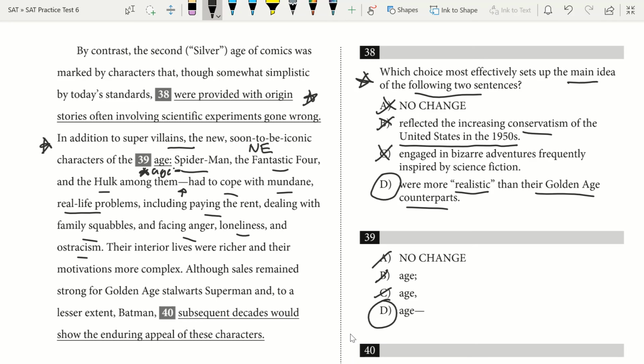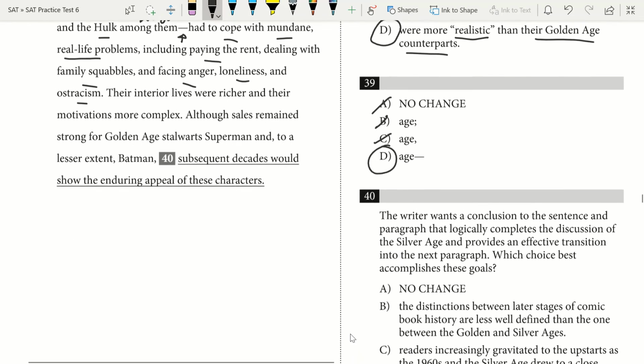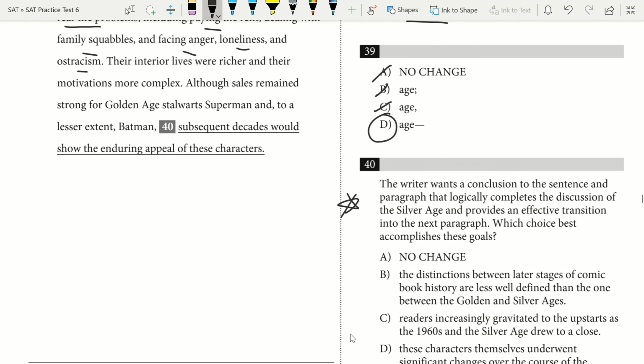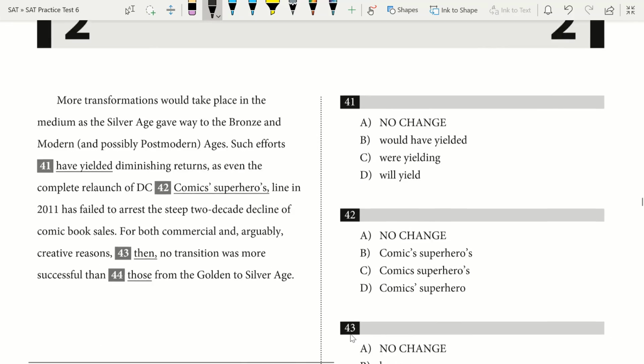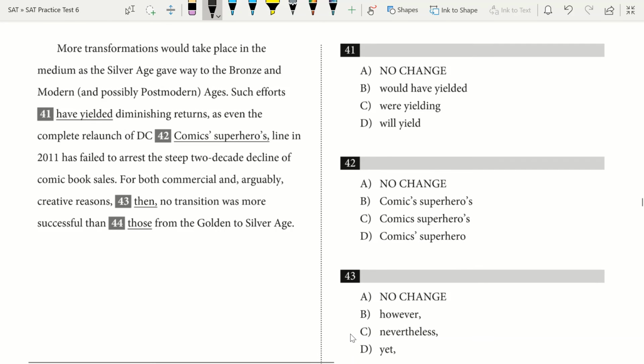Now we have, their interior lives were richer and their motivations more complex, although sales remained strong for Golden Age stalwarts, Superman, and to a lesser extent Batman. Now we're asked for a conclusion to the sentence and paragraph, logically completing a discussion of the Silver Age and providing an effective transition to the next paragraph. So we got to read the next paragraph. So we come back. More transformations would take place in the medium as the Silver Age gave way to the Bronze Age and modern and possibly postmodern ages. Such efforts have yielded diminishing returns, right?